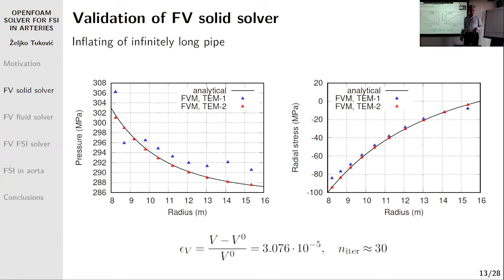Number of outer iterations for each loading step is below 30, and there is no need for any under-relaxation for pressure, for velocity. Only under-relaxation is used for nonlinear traction correction, which has to be corrected since it is explicit.